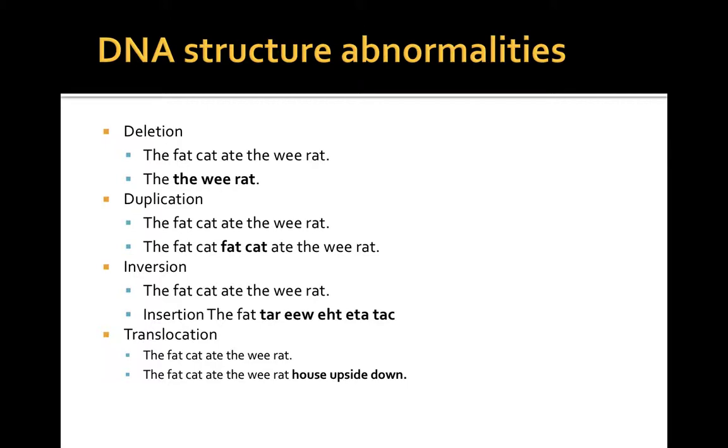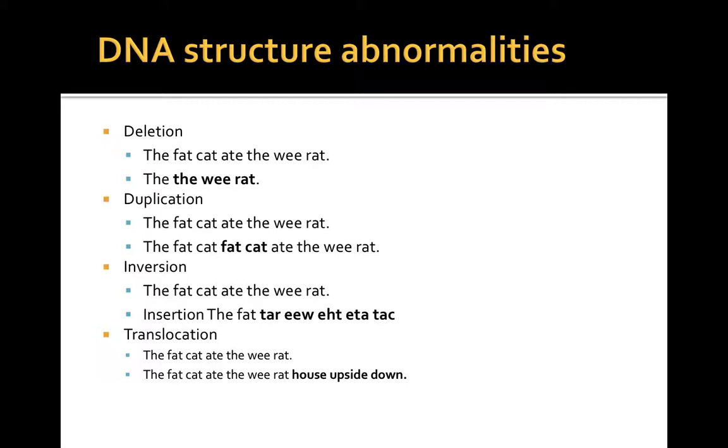Duplication is the repeated gene or gene sequence. It's actually an exaggeration of the phenotype. So as you see on the slide, the fat cat ate the wee rat turns into the fat cat ate the wee rat. Inversion is the linear arrangement of the genes on a chromosome, and it's broken, and the order of a proportion of the gene complement is reversed. You see this in hemophilia, and you can also see the illustration of the fat cat ate the wee rat example on the slide.